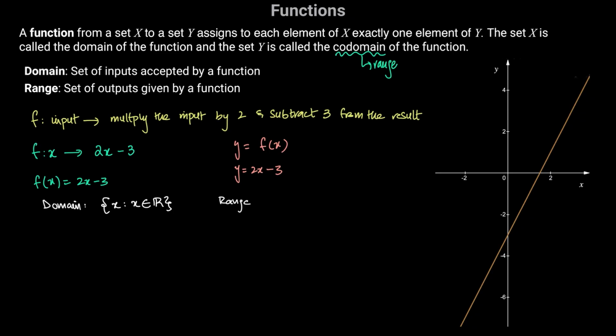Any real number for the input x here will give us an output. And we can see that graphically as well, right? This graph is extending all the way to the right and all the way to the left. And if I substitute any real value for x, the input over here, I will get an output.